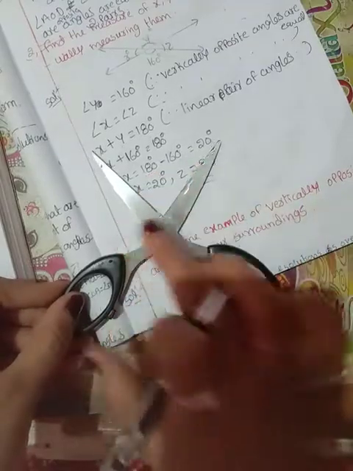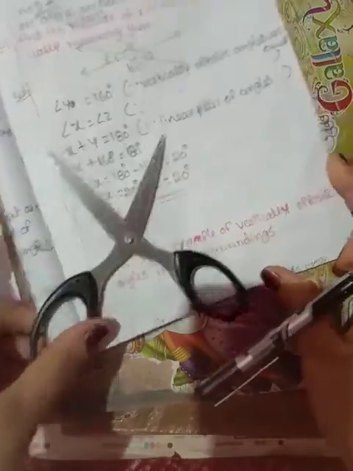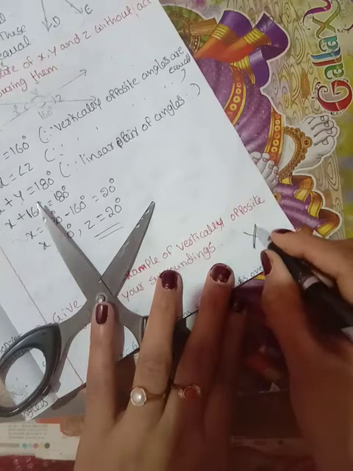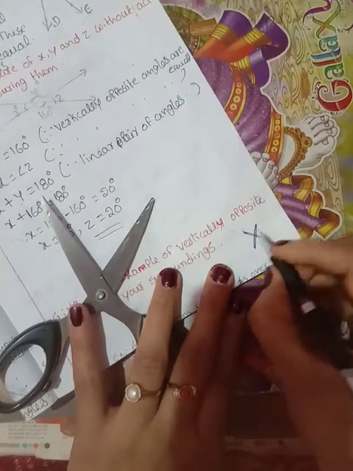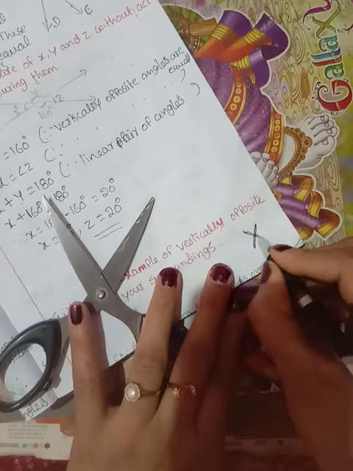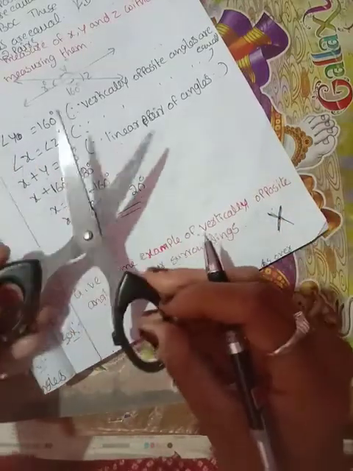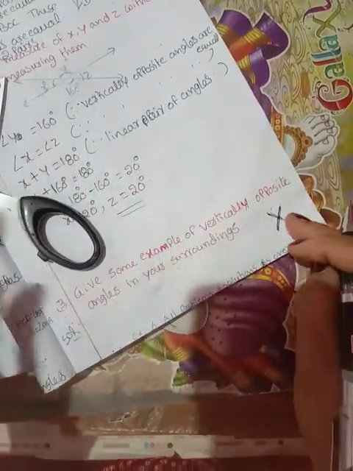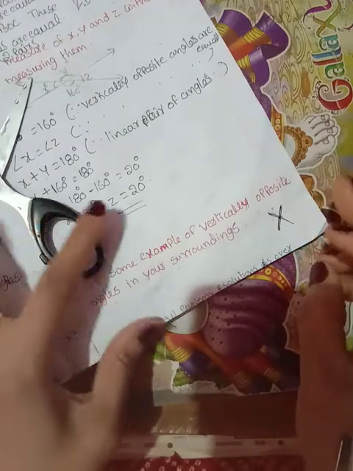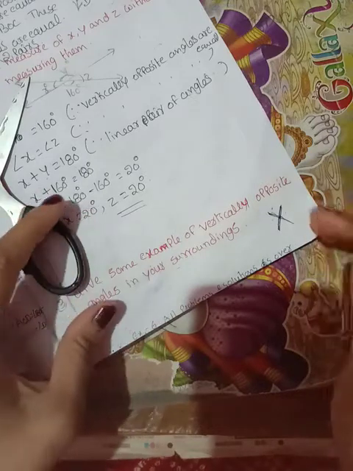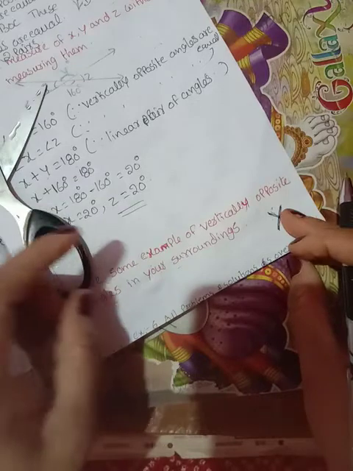The angles between the blades of scissors are also equal. Another is the point where two roads intersect each other, which is also an example. Another is fan blades: fans have four blades that intersect each other, forming vertically opposite angles.